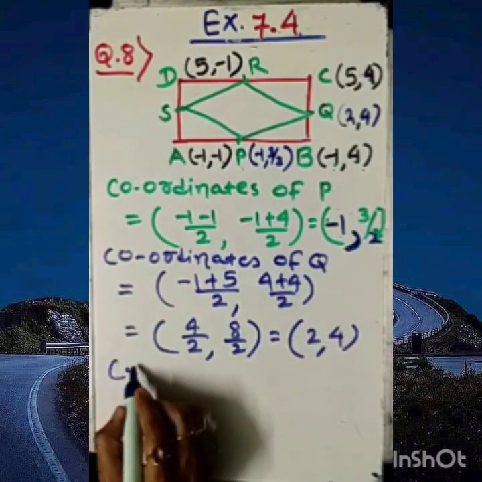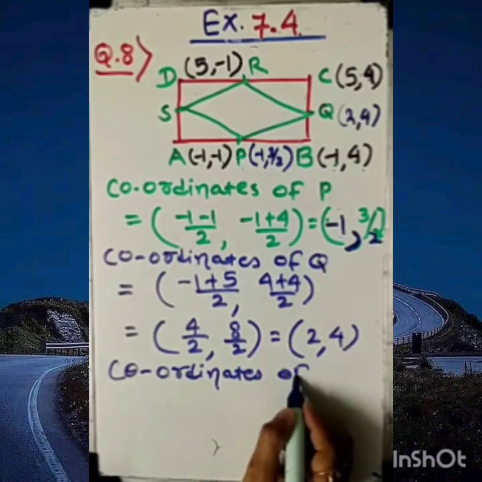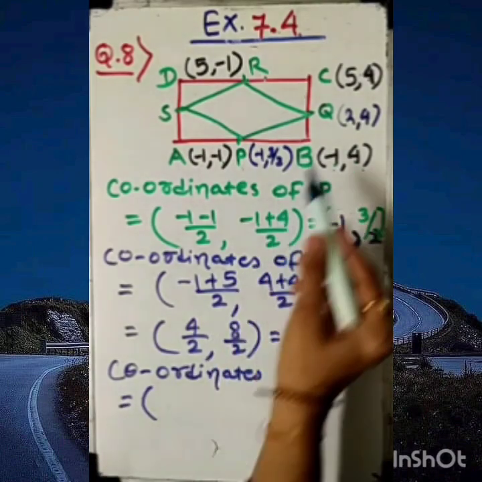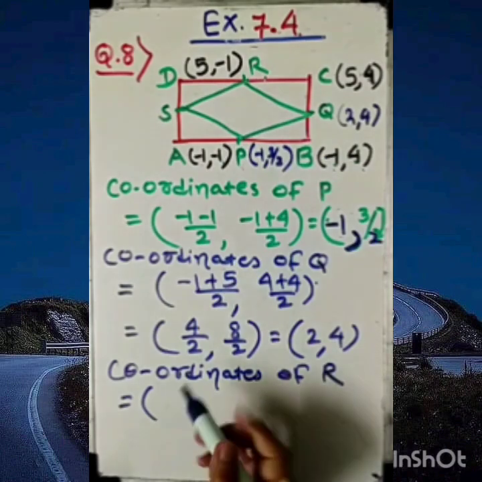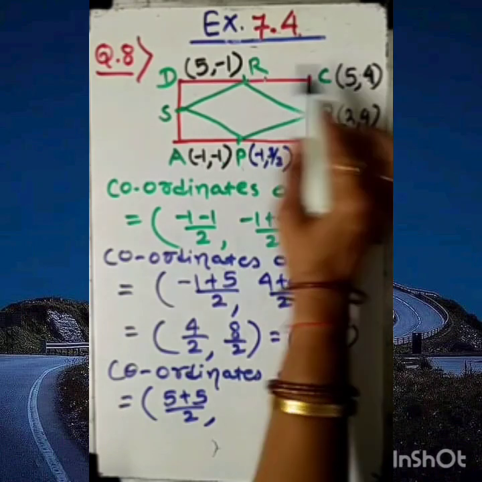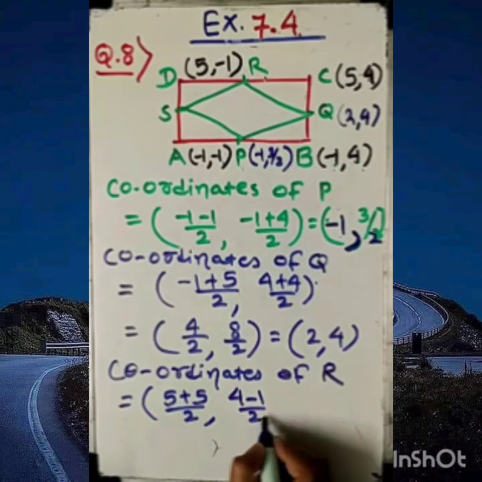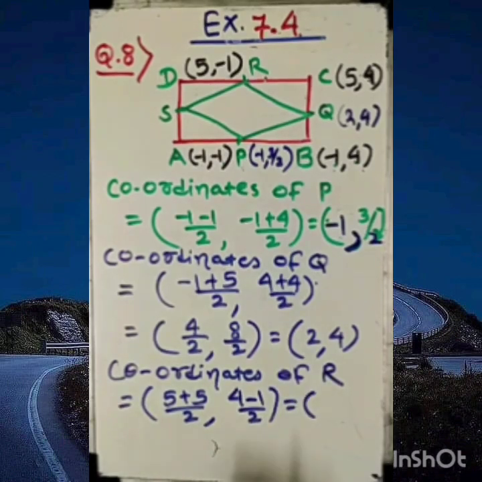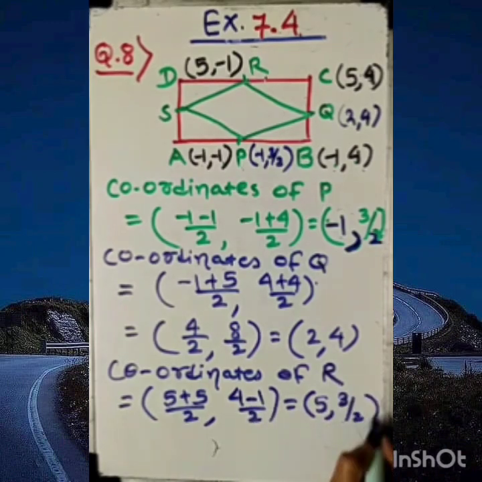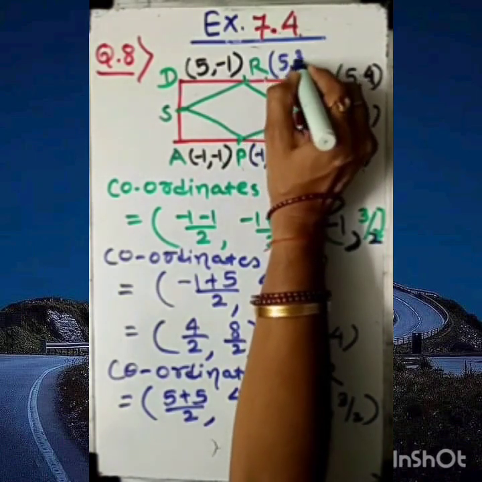Now I am working on R. How to move with that? Very simple. (5 plus 5) divided by 2, (4 plus (-1)) divided by 2, so it will be minus. The simplification: 10 by 2 is 5, and this will come 3 by 2. So I should say the coordinates of point R will be (5, 3/2).